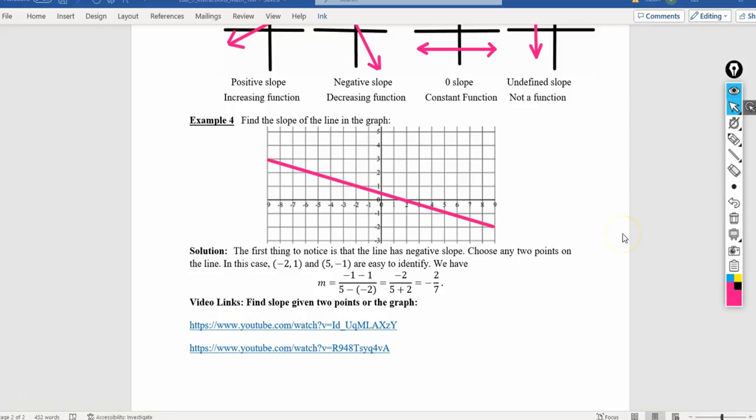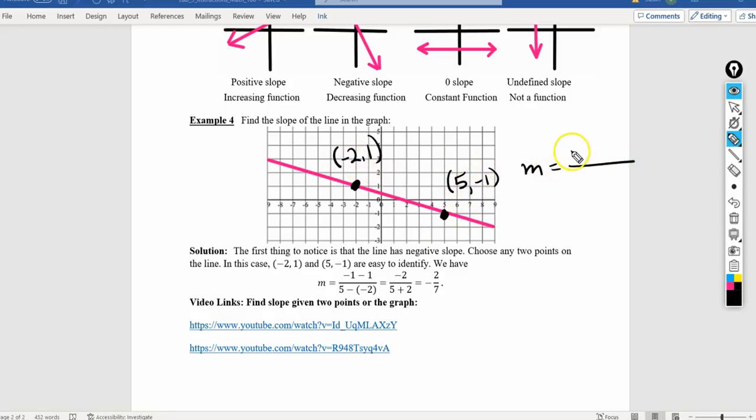Now, find the slope if you're given this graph. Well, find 2 points on here that are easy to identify. That one, there's a point. That's the point -2, 1. And there's a point there. And that's the point 5, -1. So it's going to be the difference in the y. So this is the first point.